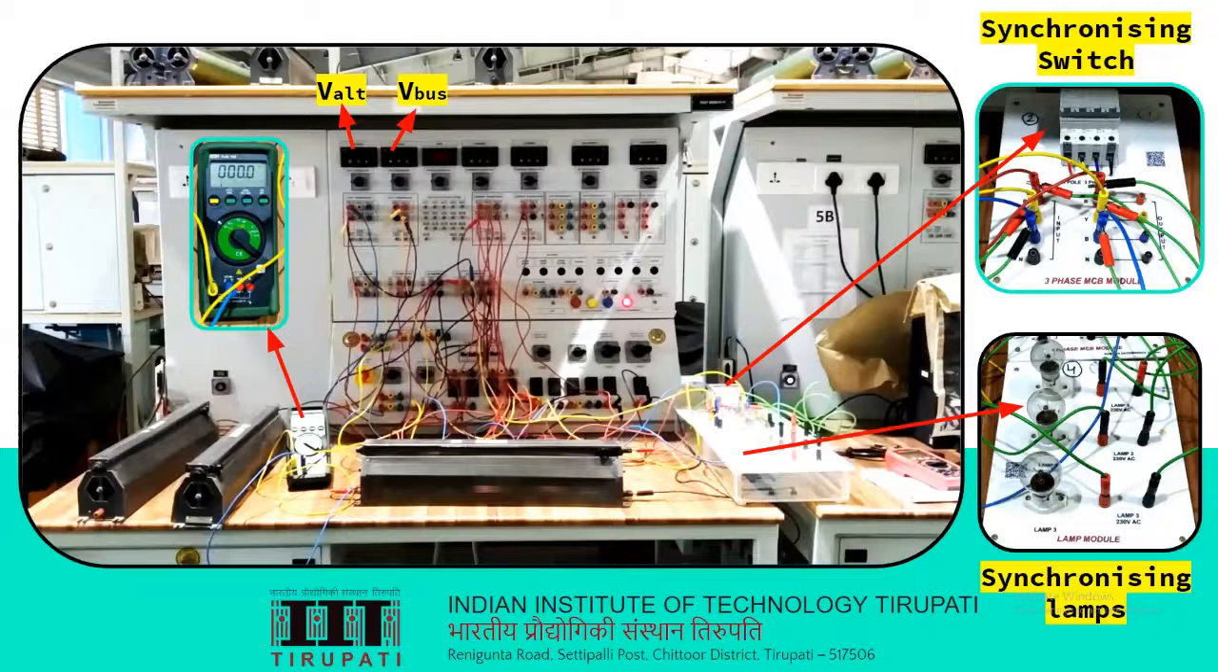These two rheostats are used to control the speed of the prime mover. This multimeter displays the frequency of the busbar and alternator. This potential divider excites the field winding of the alternator. These lamps are synchronizing lamps. And this is the synchronization switch.